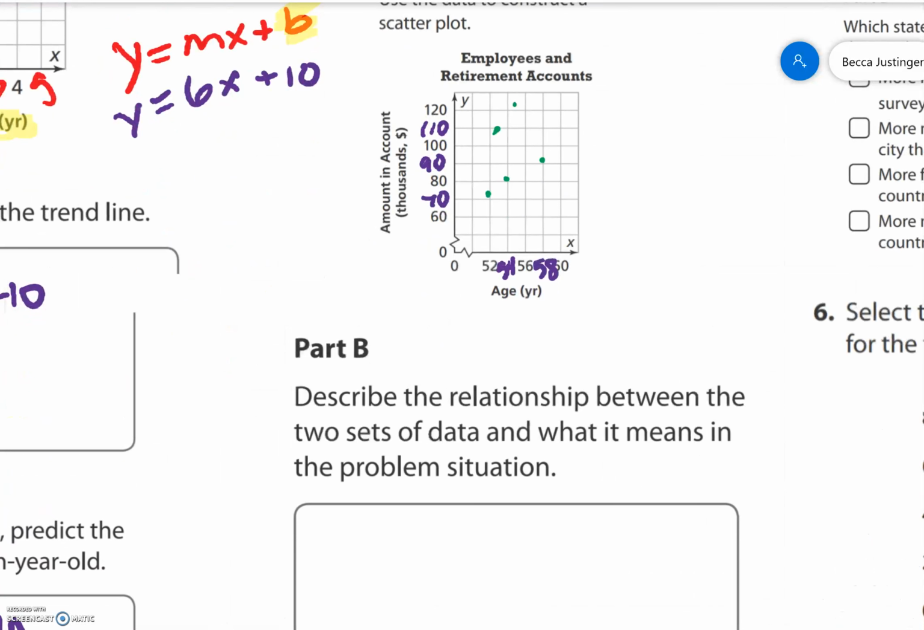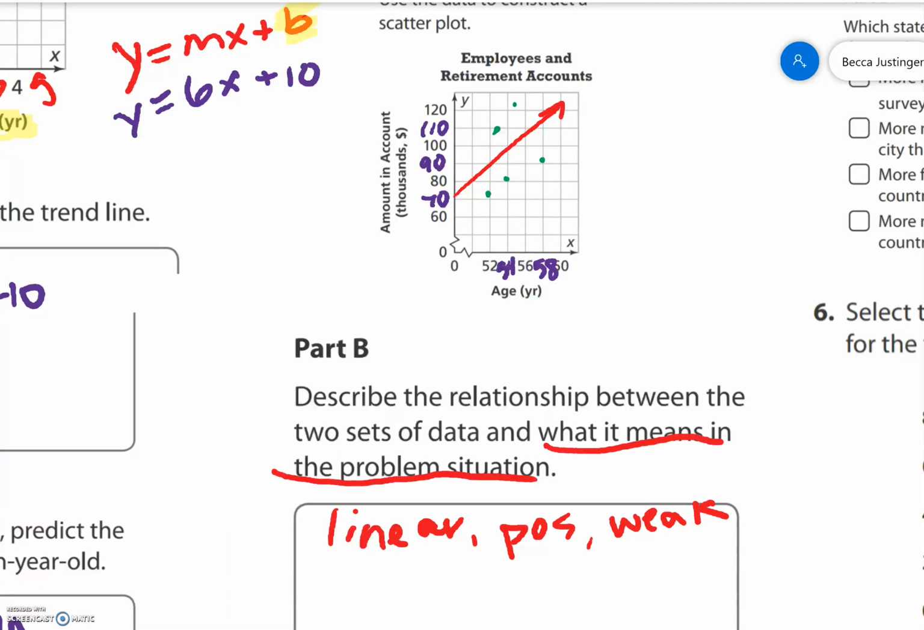Part B, describe the relationship between the two sets of data and what it means in the problem situation. Well, if I wanted to, I could put my pen in the middle of the two lines, and it looks linear, but we can also describe linear as positive or negative. So this one's going up, so that's positive, and strong or weak. Those dots are pretty far away from the line, so it is weak. But please don't forget to describe what it means in the situation.